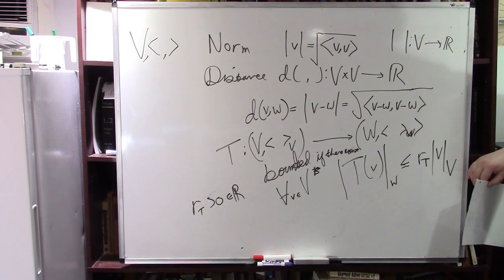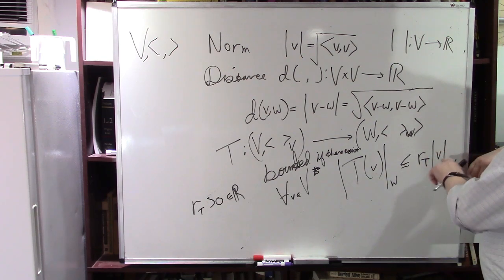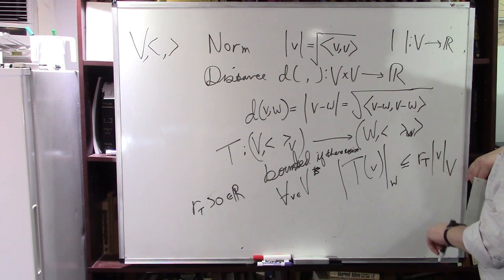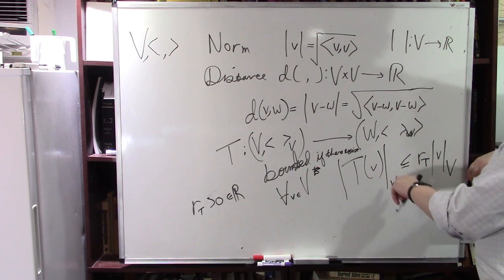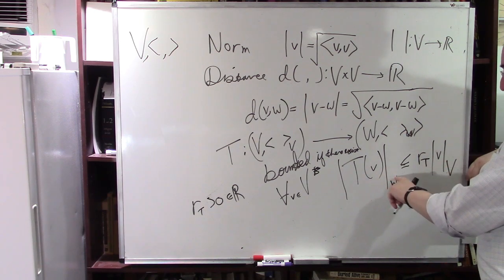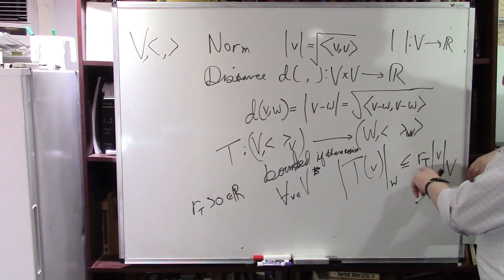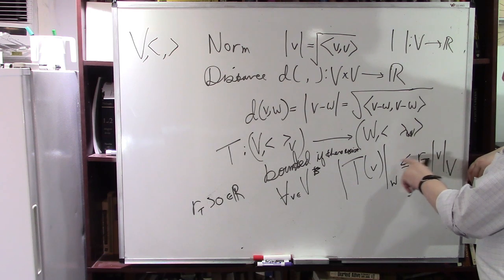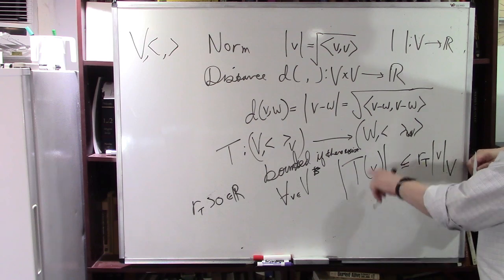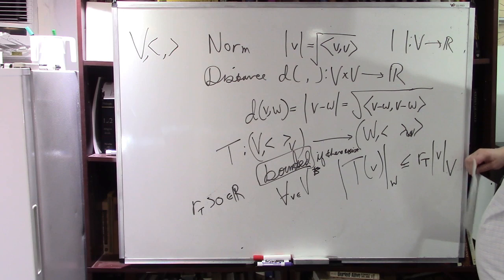So let's go through what this is. v is a small vector in V. It has a certain length, a certain norm. T of v also has a certain norm. The norm of v is here, the norm of T of v is here. Well, we want them to respect each other. We don't want them to grow too far, be too big, or be too small. If this is true, then we say that the linear transformation is bounded.